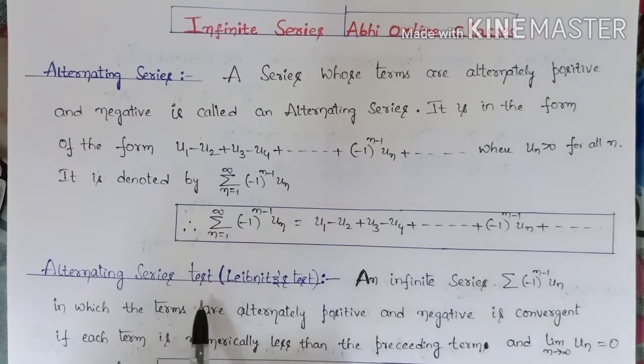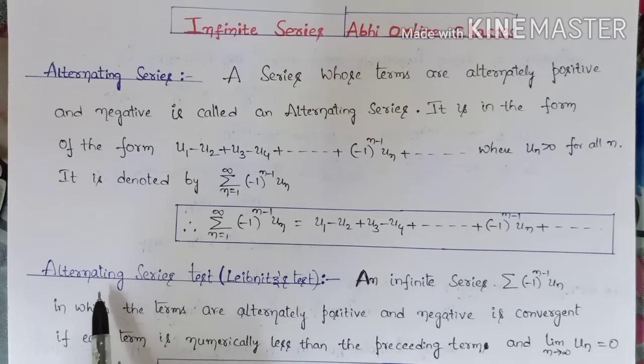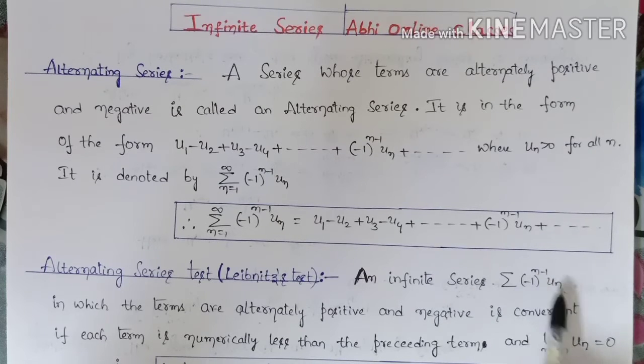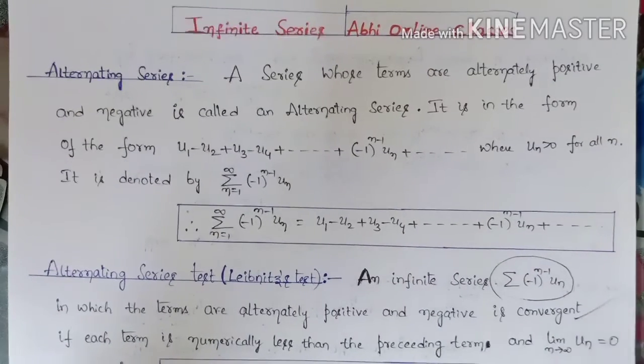We have one test, that is the Leibnitz test, which is also called the alternating series test. An infinite series sigma (-1)^(n-1) un, in which the terms are alternately positive and negative, this alternating series is convergent if the following two conditions are satisfied.